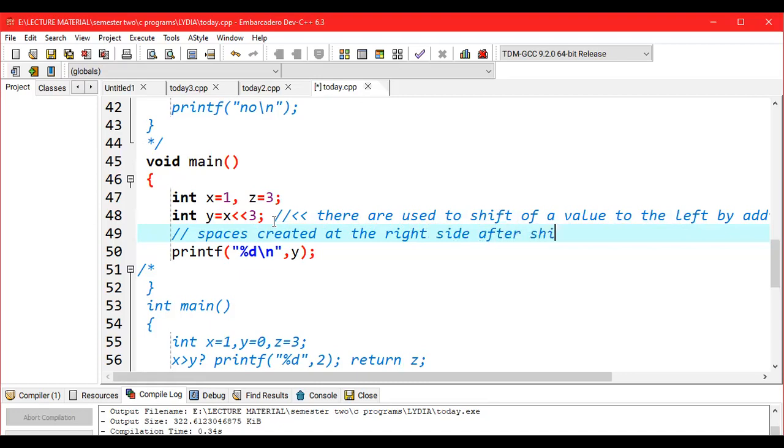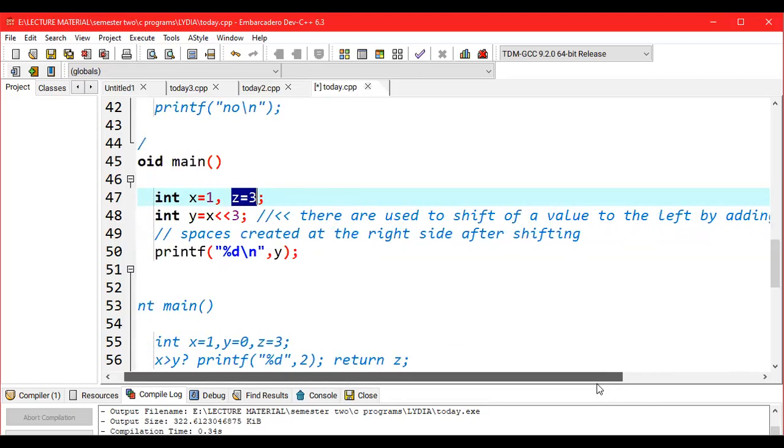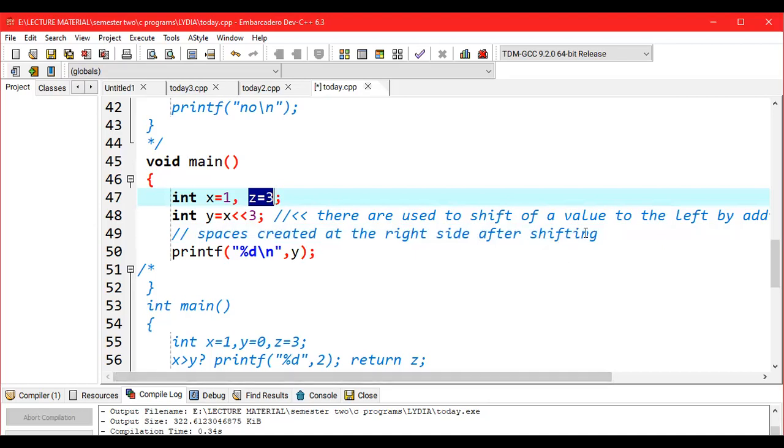after shifting. So basically, what they're telling us is that when x is equal to 1 and z is equal to 3, then x shifted by 3, how many what? They're telling us these are used to shift the value to the left by adding zeros to the empty spaces created at the right side after shifting. So basically this is like arrays, I think. Those who know arrays.